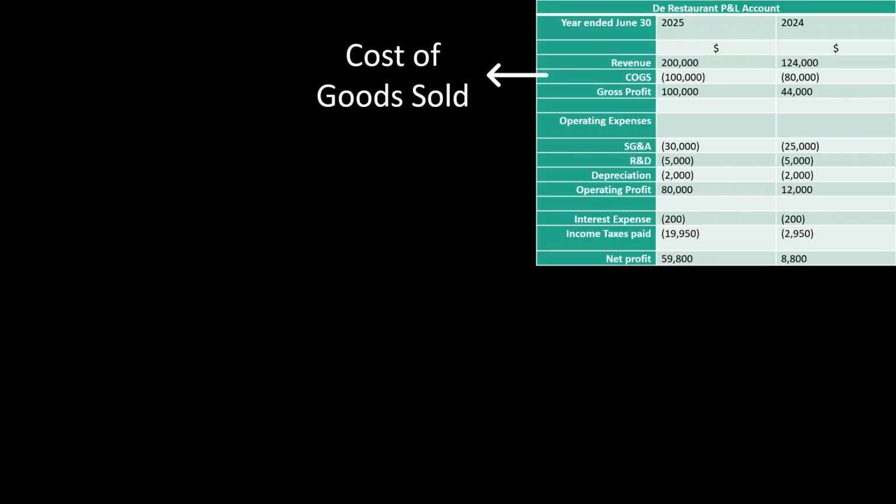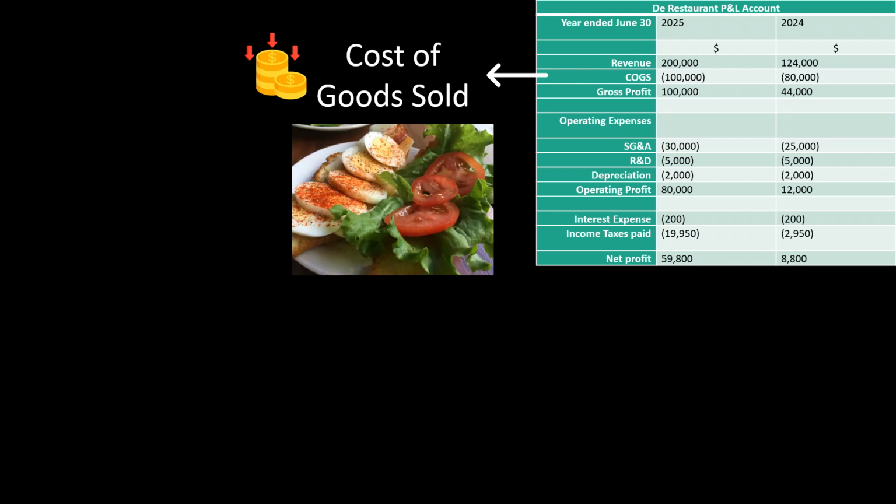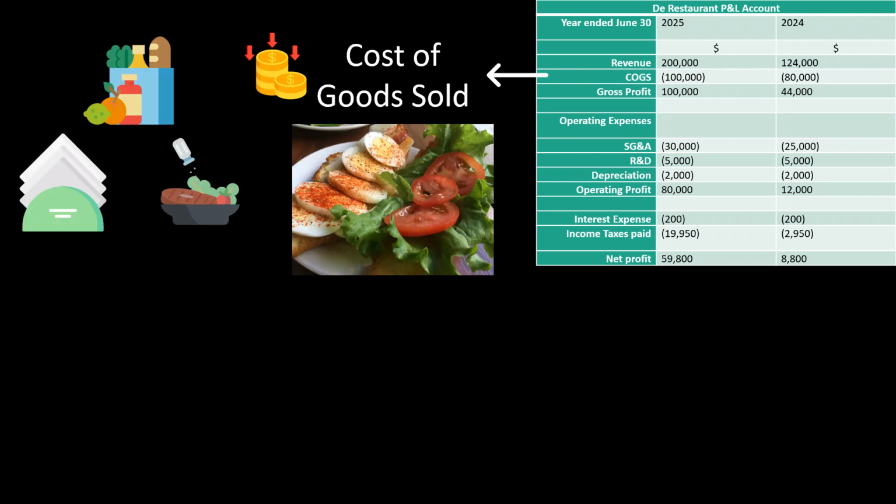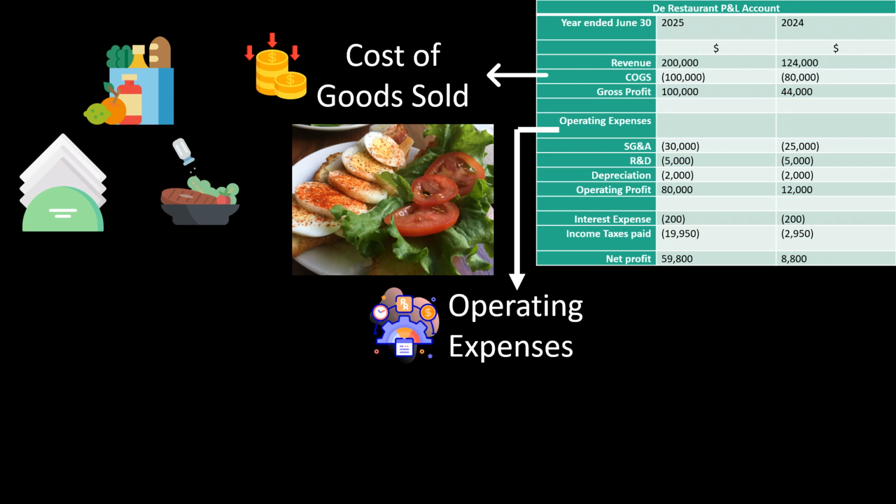COGS stands for cost of goods sold. These are all the direct costs that came with selling the product or service, in this case, food. COGS would include ingredients, takeaway packaging, napkins, condiments, etc. Operating expenses are the expenses taken from the ordinary day-to-day operations of the business. SG&A, R&D, and depreciation all fall under operating expenses.